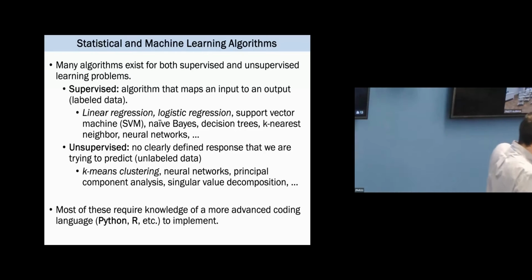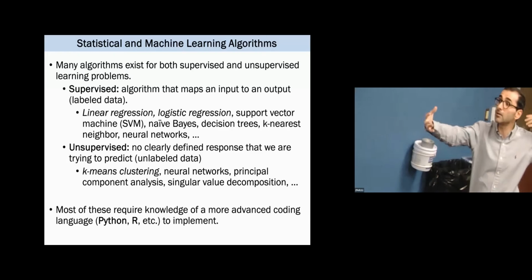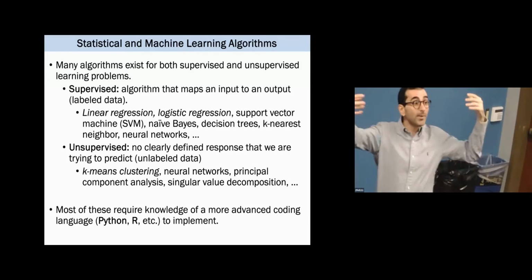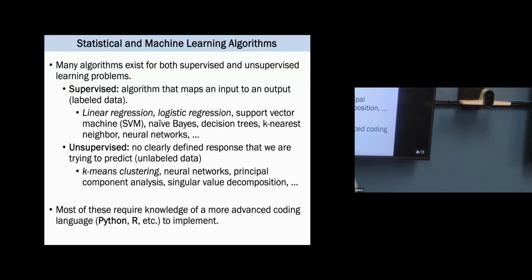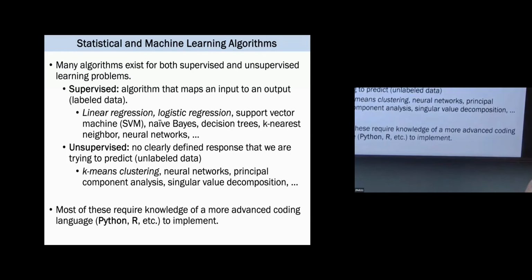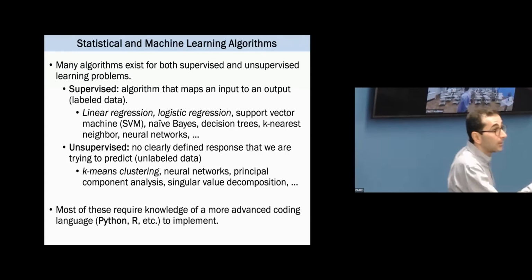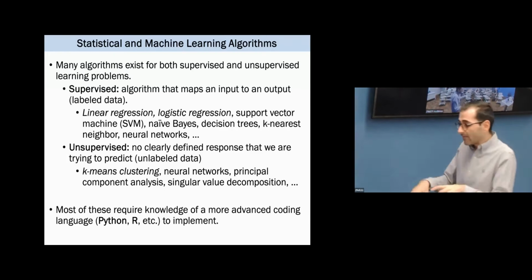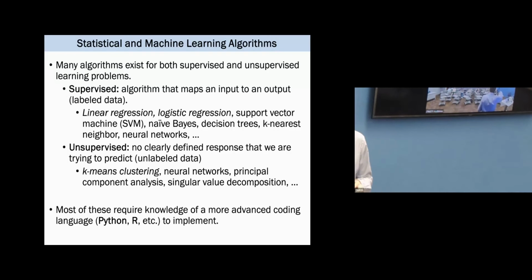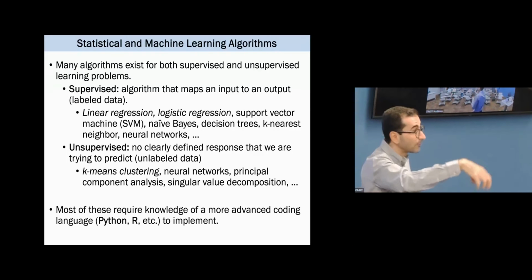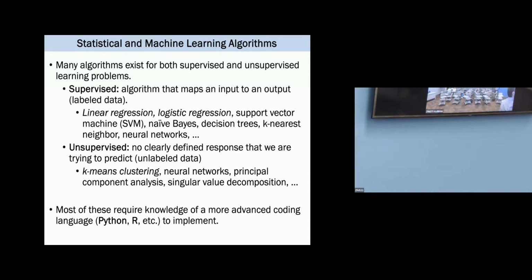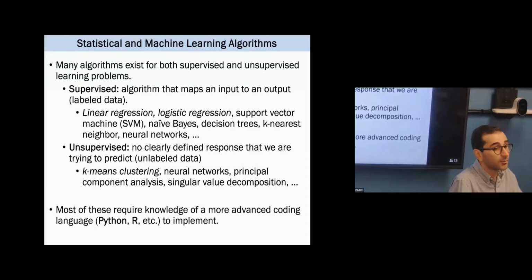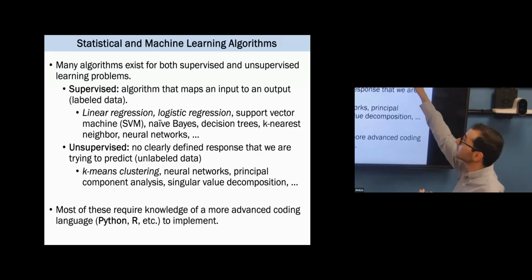Now, machine learning techniques and statistical techniques, roughly speaking, are categorized into two big groups of problems. The first one is what we call supervised learning. These are techniques and algorithms that map an input to an output. So I'm going to have a clear response variable, a target, a variable that I want to study and predict. And then I'm going to use my explanatory variables as the input to predict those outputs.